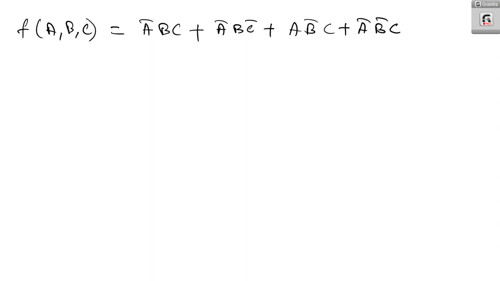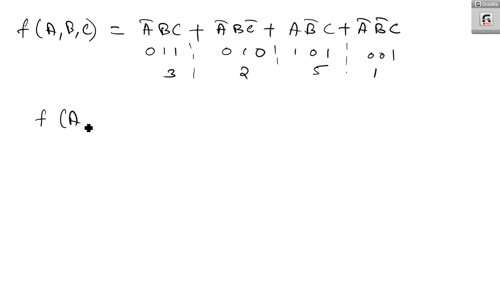If you write the Boolean values directly, you will get 0, 1, 1. So this is 0, 1, 0. This is 1, 0, 1. This one is 0, 0, 1. Taking the decimal values, for 0, 1, 1 it is 3. Here you will get 2. This is 5. This is 1. So write it in ascending order. You can write f of a, b, c as sigma m of 1, 2, 3, and 5.